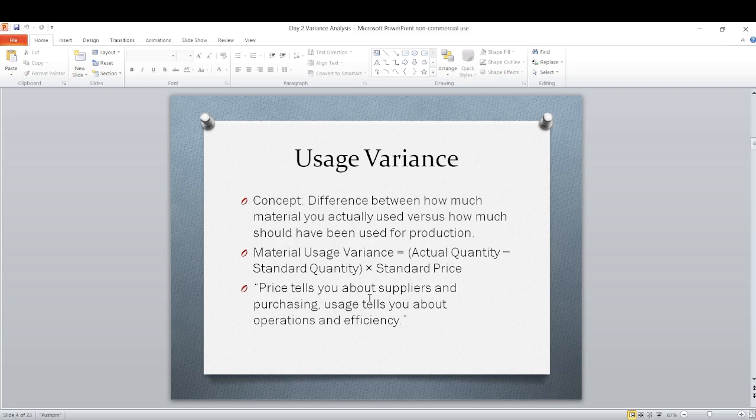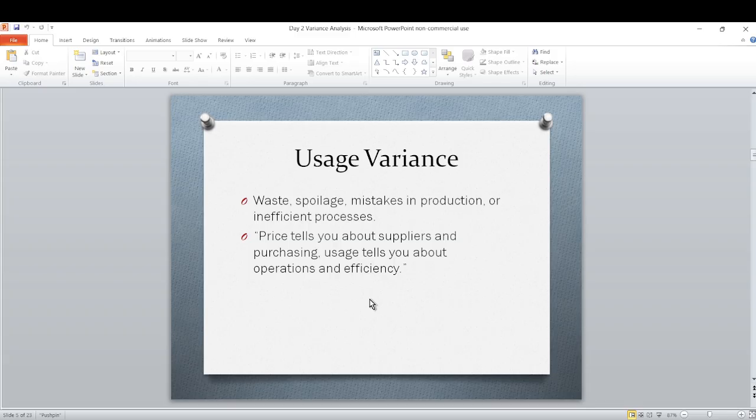Material usage variance measures whether we used more or less material than we expected for production. Let's say we plan to use 100 units of steel per product, but actually used 120 units for the same output. That's an unfavorable usage variance of 20 units times $5 equals $100.